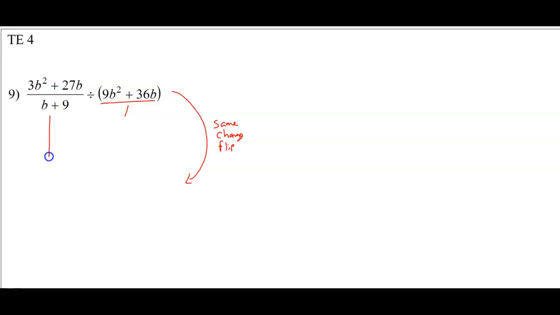Okay, so we leave the first fraction the same. We change the division into multiplication, and we flip the second fraction over. After that, we're going to factor, and then we're going to cancel. So let's factor the top. That's a GCF problem there. Both of those things can be divided by a 3 and a b.